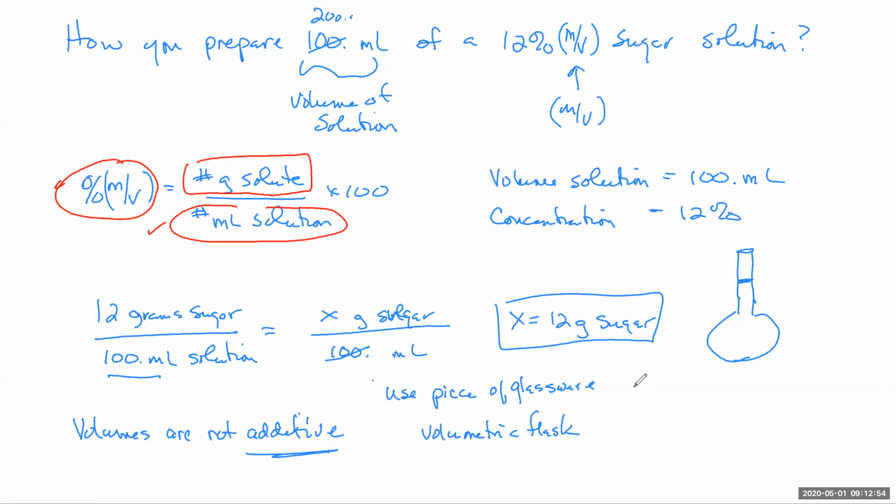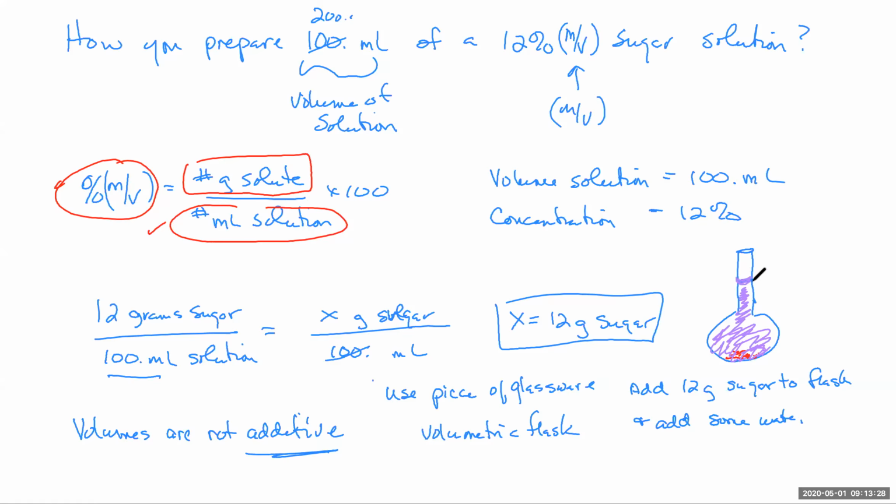So how would I do this? I would add 12 grams of sugar to the flask and add some water. So I'd put the sugar in here, and then I would add some water to get it to dissolve, and then stir it around, shake it, swirl it. And then after all of the sugar had dissolved, I would go ahead and add more water until my meniscus came right on that line.